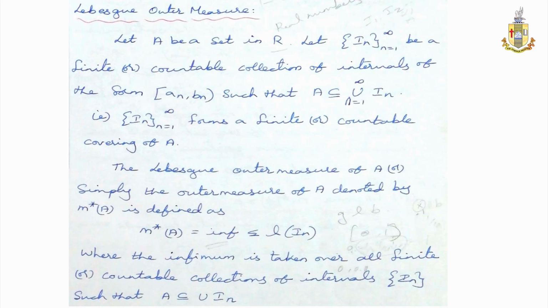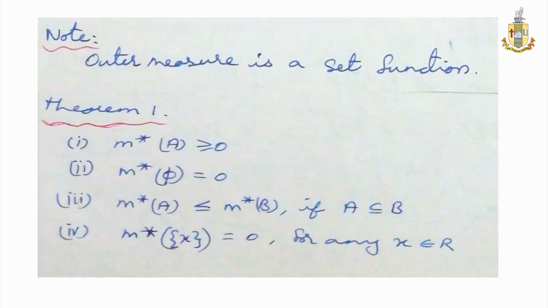The Lebesgue outer measure of A, or simply the outer measure of A, is denoted by m star of A and is defined as m star of A is equal to infimum of summation L of In, where the infimum is taken over all finite or countable collection of intervals In such that A is contained in or equal to union of In. So from this definition, it is noted that outer measure is a set function.